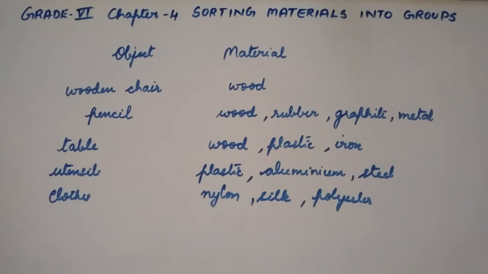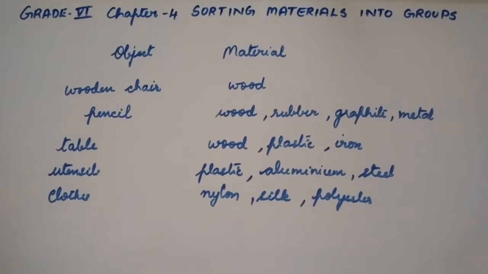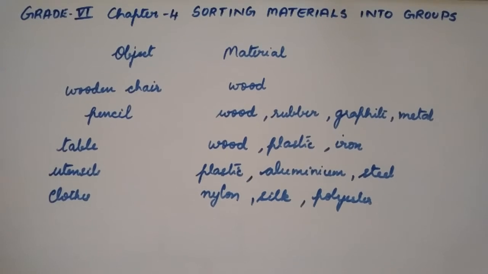Now we know that there is a variety of materials, and these materials are used to make different objects. If we want to make a group of objects that are made of plastic, we can choose various objects like buckets, lunchbox, toys, pipes, etc. All these objects find a place in the group of objects made up of plastic.